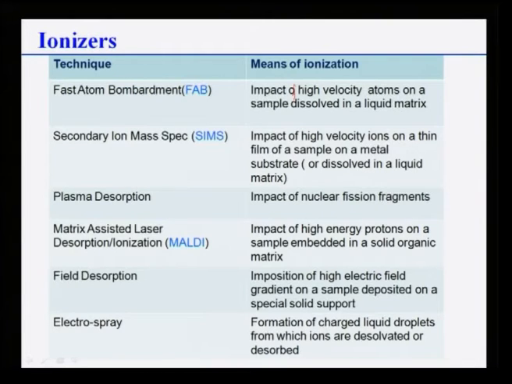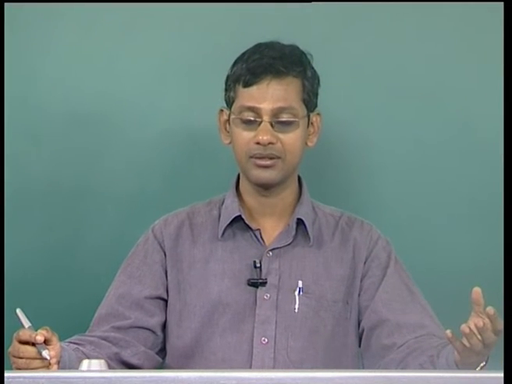Second one is secondary ion mass spectroscopy, and this is the topic of today's discussion. It is nothing but impact of high velocity ions on a thin film of a sample of a metal on a metal substrate. It can also be dissolved in a liquid matrix. So in this way, fast atom bombardment and secondary ion mass spectroscopy are almost similar in the preparation of ions. What you need is impact of high velocity ions in the case of SIMS, and in the case of FAB, impact of high velocity atoms.